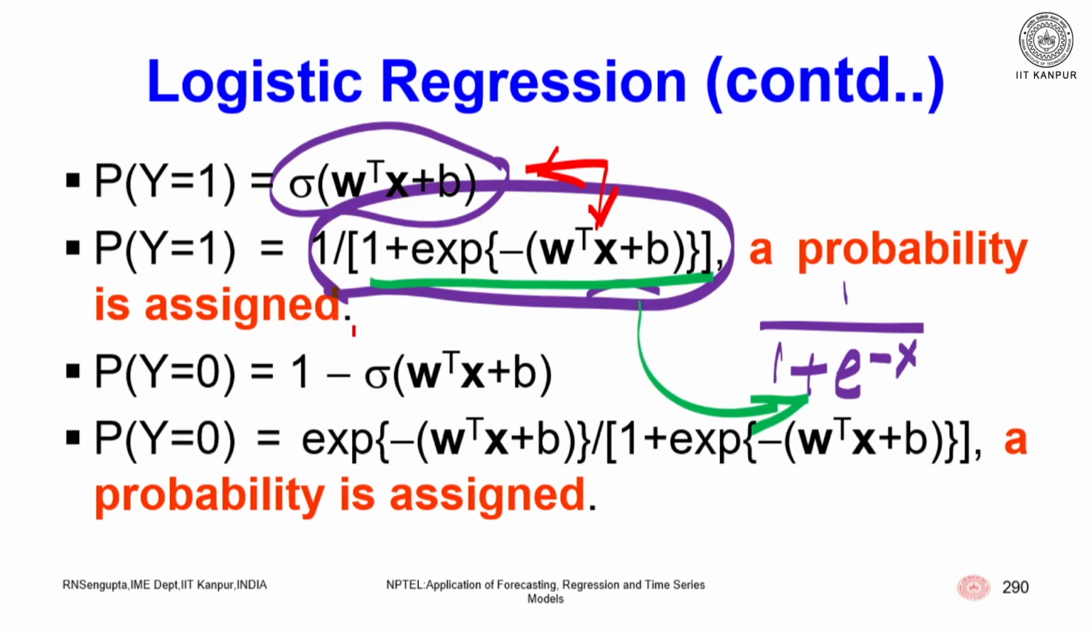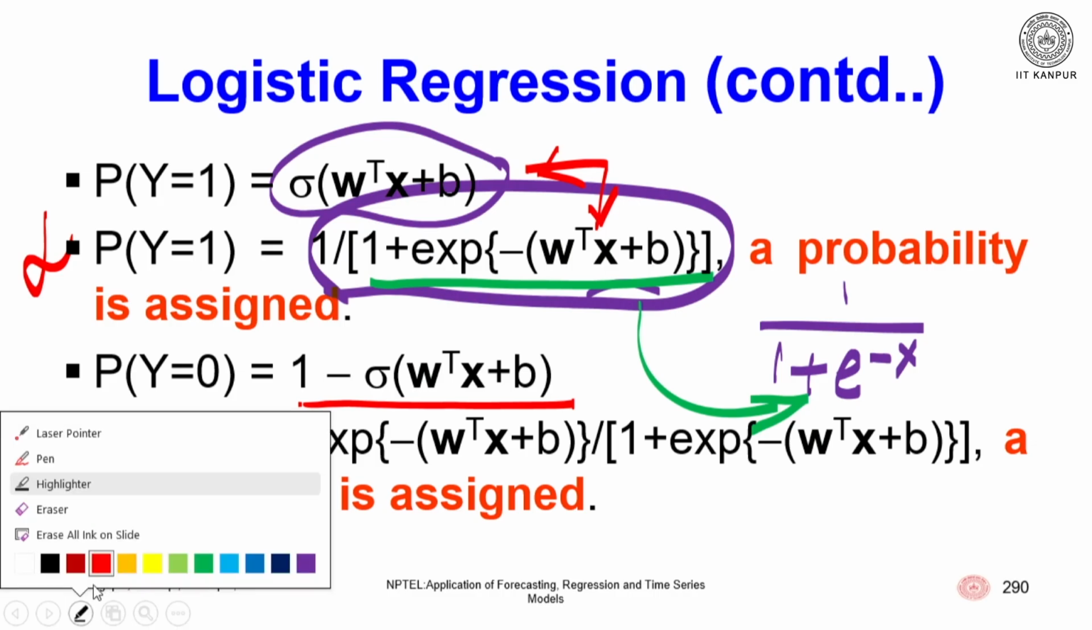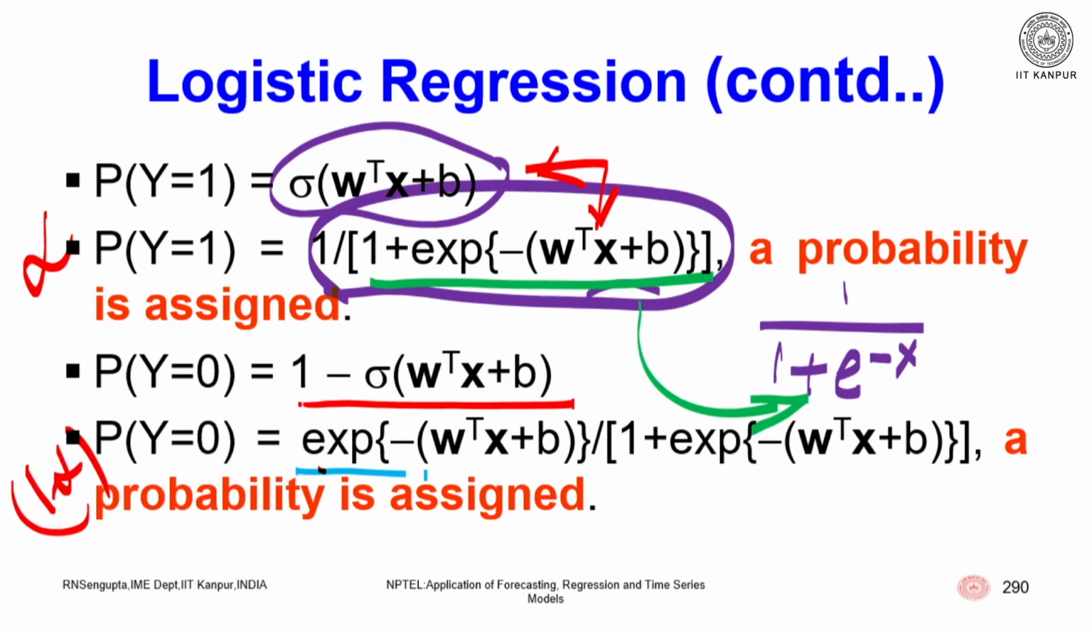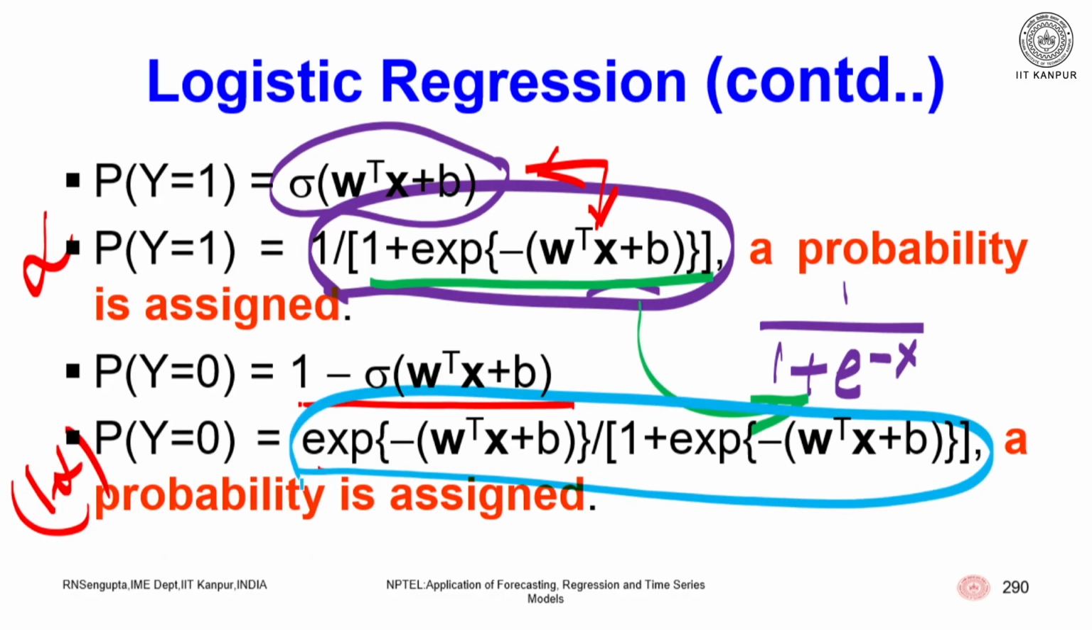Once you put that, because the probability sum is 1, if the probability of one value is alpha, the other value would be 1 minus alpha. You calculate this from 1 minus the sigma function of this, which gives you the actual value, which I will mark in blue, and this is the probability assigned to category 2.